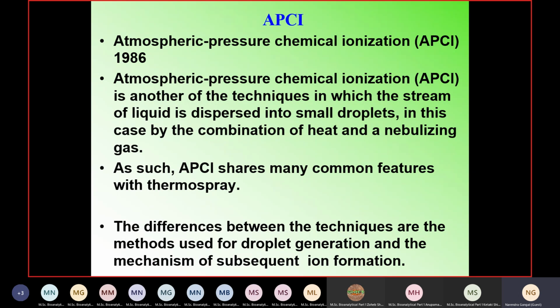Yes, sir. So there are a lot of advantages of APCI, but let us first study how the APCI works, then we will see the advantages and other things. Atmospheric pressure chemical ionization is again a spray technique. All these techniques are spray techniques. There is a spray followed by the ionization, then followed by taking the ions through the mass analyzer. Thermospray and APCI are very similar. The only difference is the method used for droplet generation and the mechanism of subsequent ion formation. There is a difference in that. Okay.